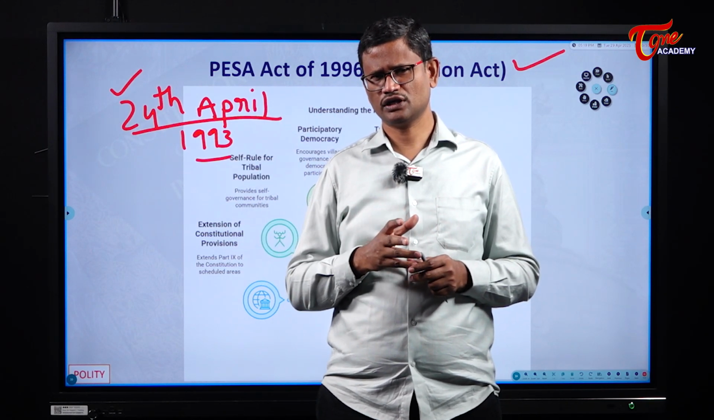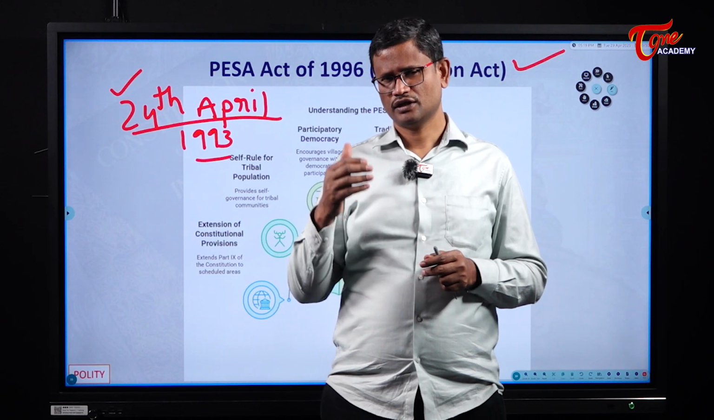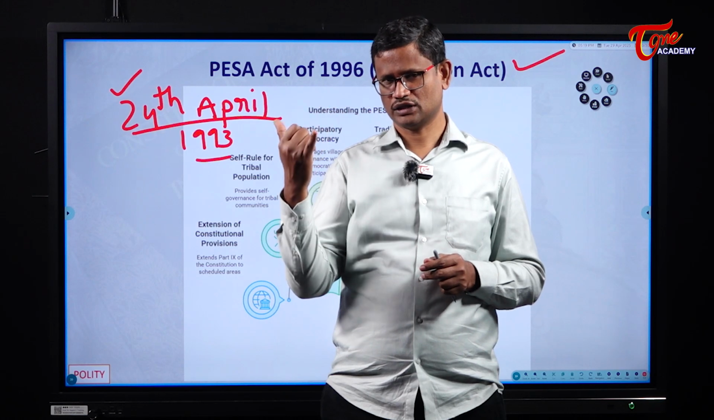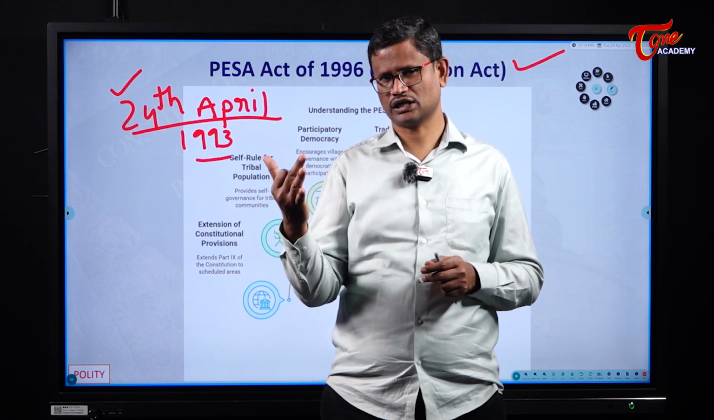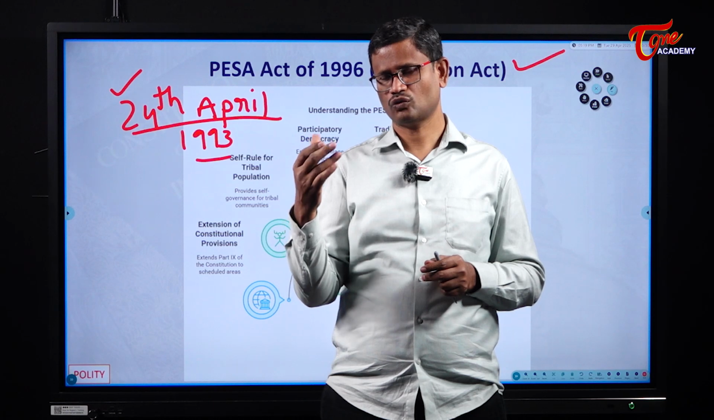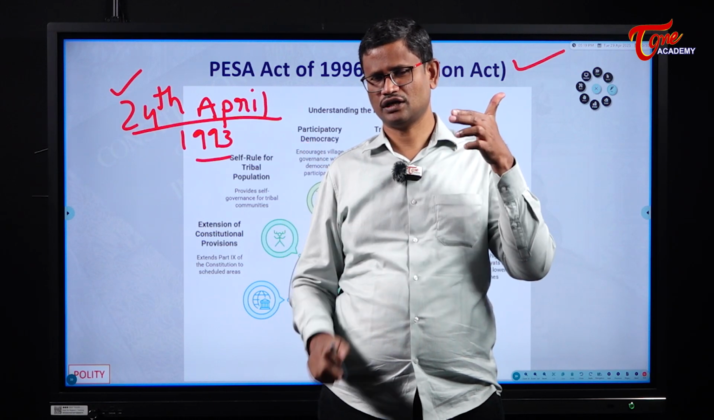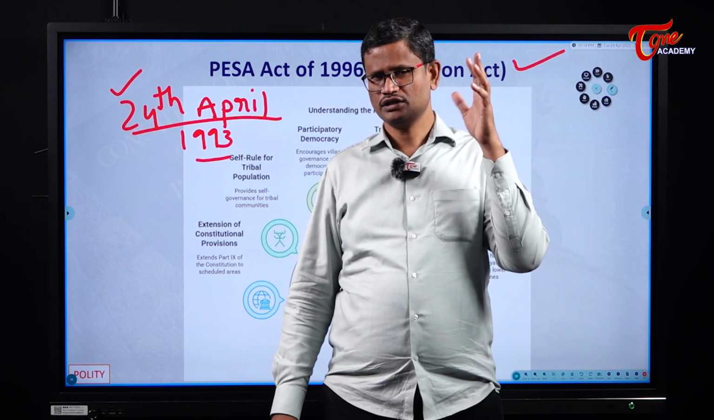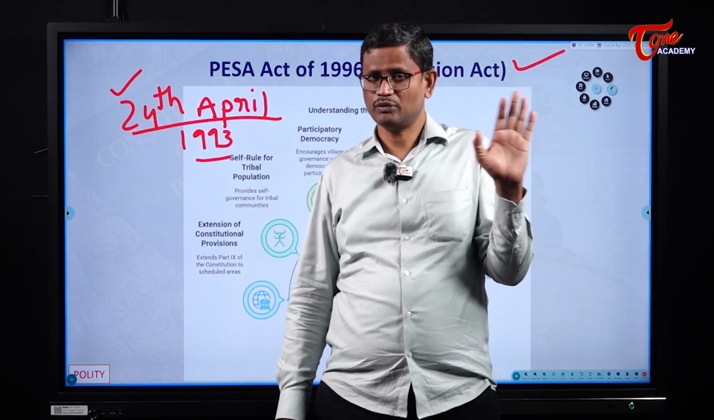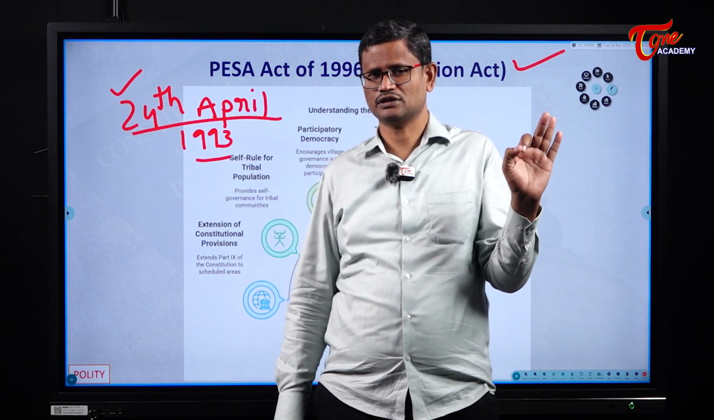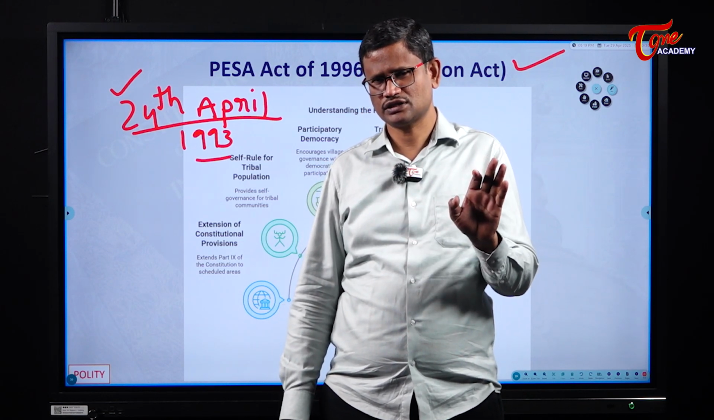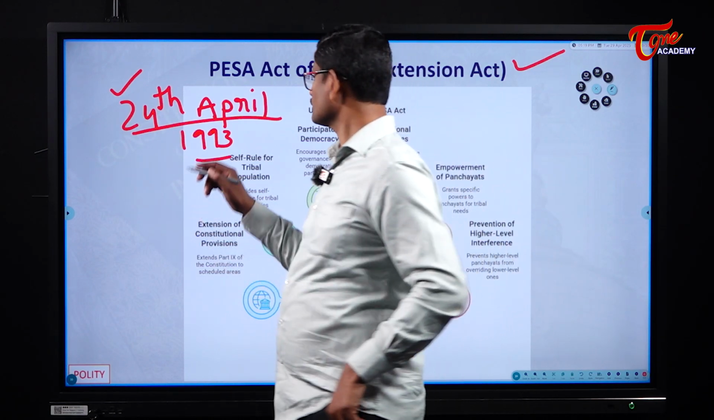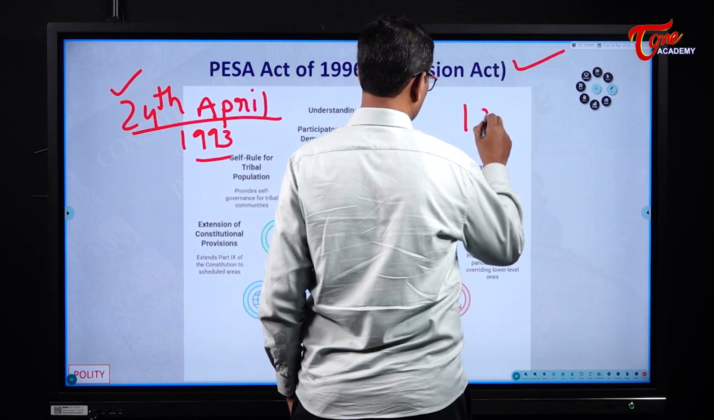So what are 5th schedule areas? I told that in India, there are 10 states where we have predominant tribal areas. For example, Andhra Pradesh, Telangana, Jharkhand, Chhattisgarh, Odisha, Maharashtra, Madhya Pradesh, Rajasthan, Gujarat. These are the states where we have tribal areas inhabited by tribals. So in all these 10 states, there are 5th schedule areas.